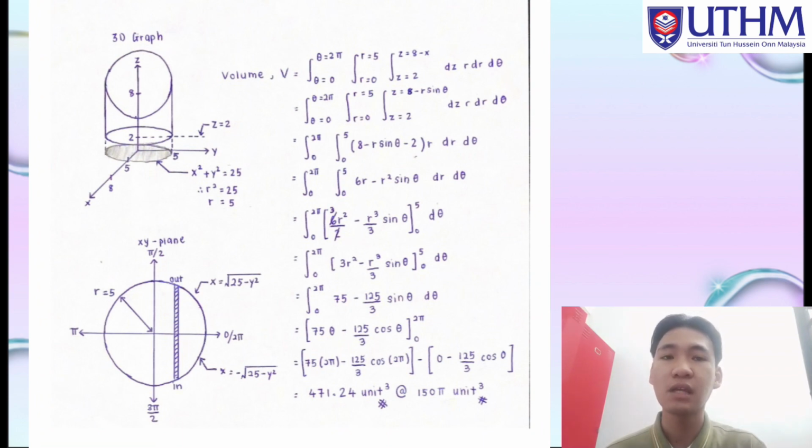After that, we can use the calculator to find the volume. And we will get the answer for the volume for the question that has been given, which is 471.24 cubic units, which is the same as 150 pi cubic units.